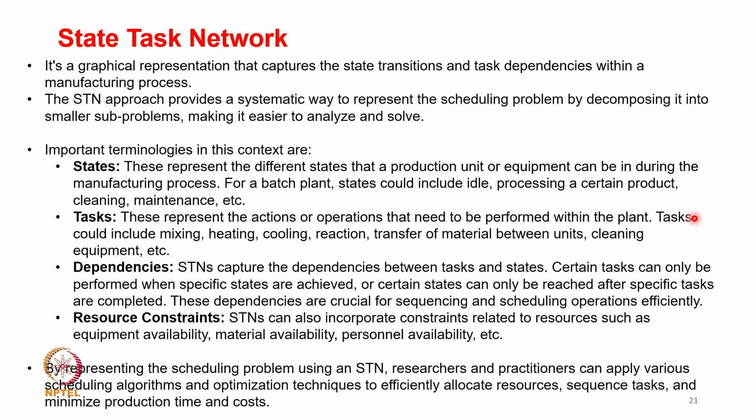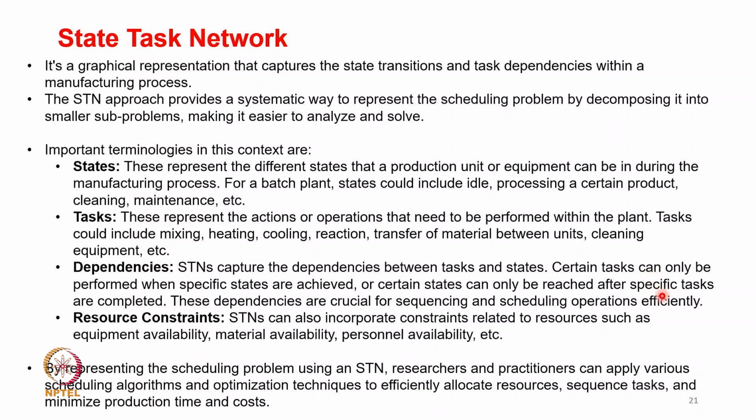In a state task network, as the name literally indicates, you have various components. States represent the different states that a production unit or equipment can be in during a manufacturing process. It could be idle, processing a certain product, cleaning, maintenance, and so on. This can be the state of any equipment. And the task essentially means what is being done, or what operation is being performed in a particular unit. The task could be mixing, heating, cooling, a reaction happening, material transfer, cleanup, and so on and so forth.